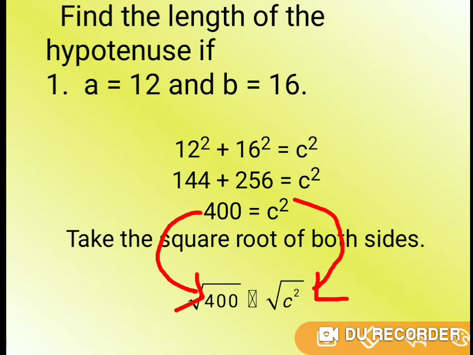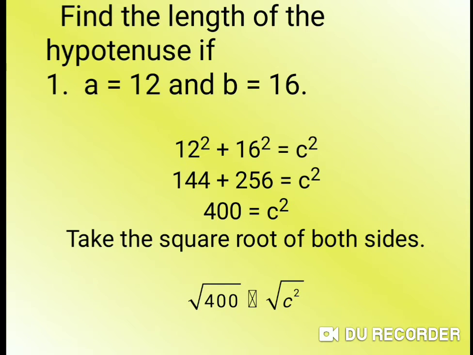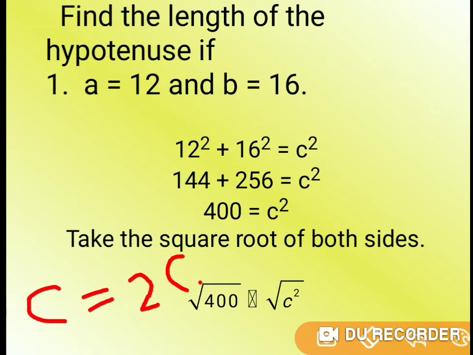Now it's time to take them out of the root, right? So the square root of c square will become c, and the square root of 400 is 20. So your answer is c equals 20. So the length of the hypotenuse is 20 units. So c, the length of the hypotenuse, is 20.